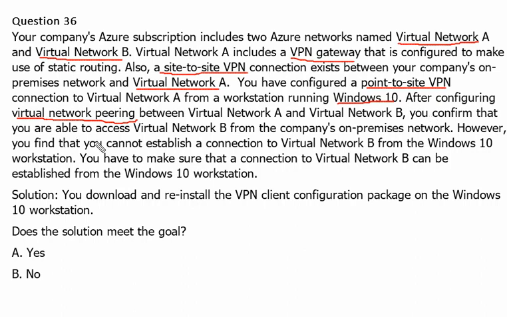And we also confirmed that we can access Virtual Network B from the on-premise site. So that is connecting through Virtual Network A, because Virtual Network A is in the middle of Virtual Network B and the on-premise site. So that's okay. Now the Windows 10 workstation is not able to establish the connection, and we have to figure out why. So let's understand from the diagram first, and then we'll try to find out the answer.